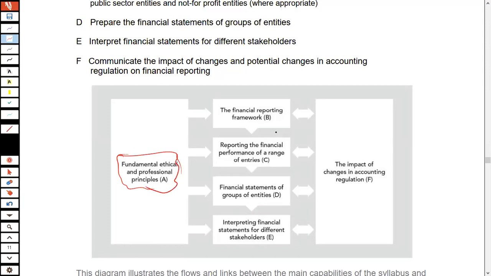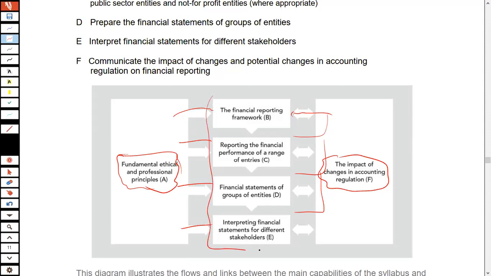You can see that this is connected to all four of these sections. This is also a specific section, and it is also connected to all four of them. So technically this is connected to all of them, and this is also connected to all of them. That means you would have the implications of the fundamental, ethical and professional principles in all these four areas. And you will have the implication of all these changes in accounting and regulation again in all these four areas.